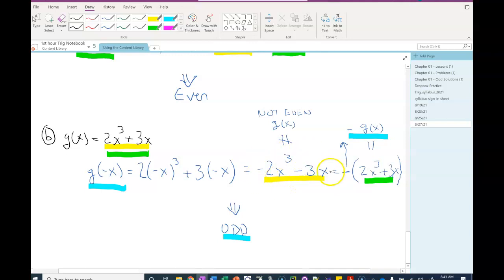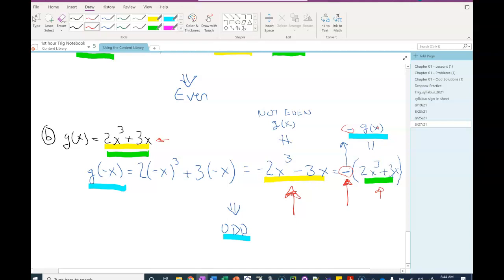Okay, so the piece in yellow here, you see that? That's not g of x. We established that, so I know it's not even. So to check if it's odd, I'm going to factor off a negative sign. So there's my negative sign that I factored off. When I take that negative sign out, the 2x cubed becomes positive and the 3x becomes positive. That part in green is g of x. I still have this negative sign here, so I have negative g of x.